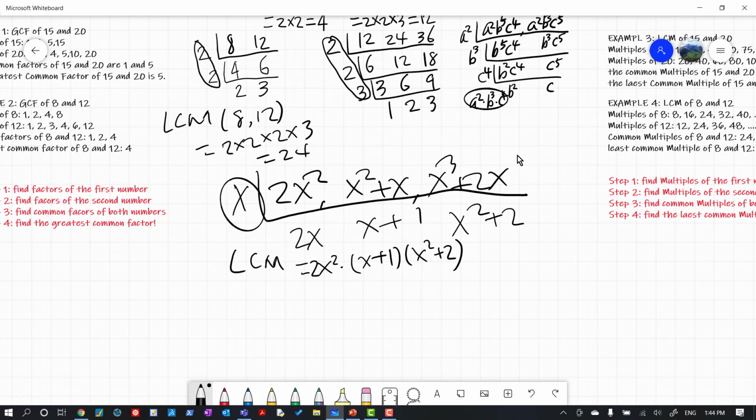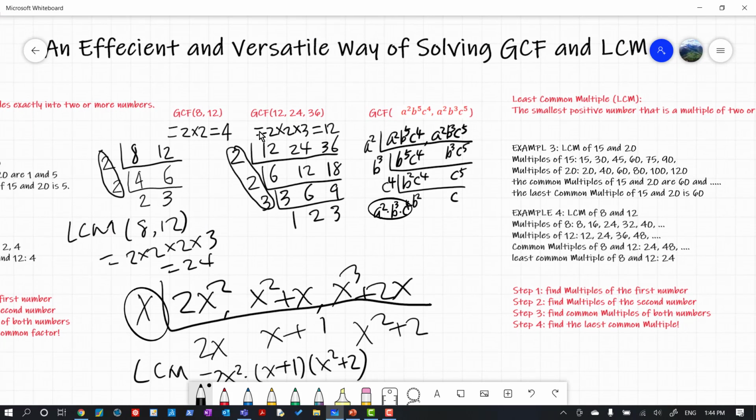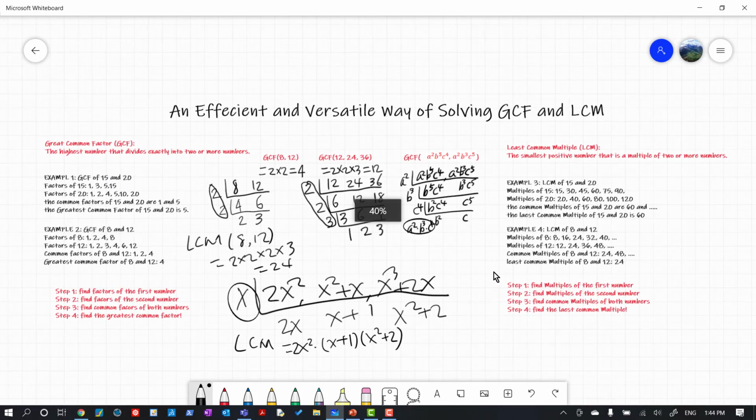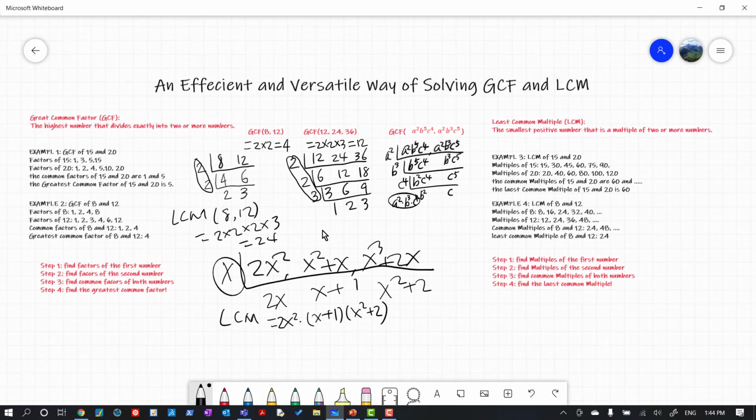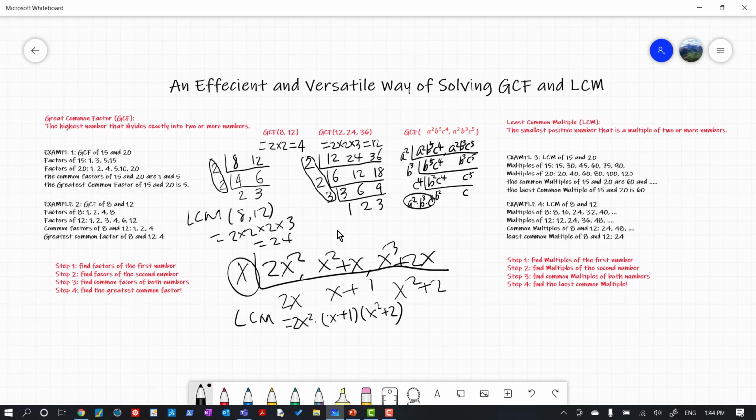The same method you can apply: multiply all these together, and then multiply all these together, and you get the LCM for this one and this one respectively. Again, I think this is a very versatile and efficient way of solving GCF and LCM. So let me summarize this.